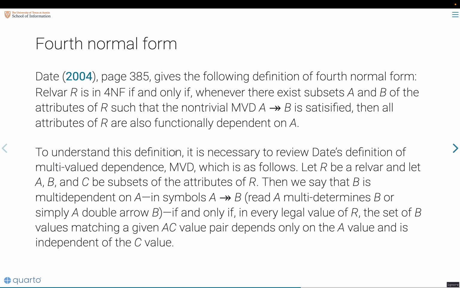And you can't understand this definition without understanding what multi-valued dependence is. So if R is a relvar, that is a relational variable, that is a table, and A, B, and C are subsets of the attributes of R, then we can say that A multi-determines B if and only if in every legal value of R, the set of B values matching a given AC value pair depends only on the A value and is completely independent of the C value.